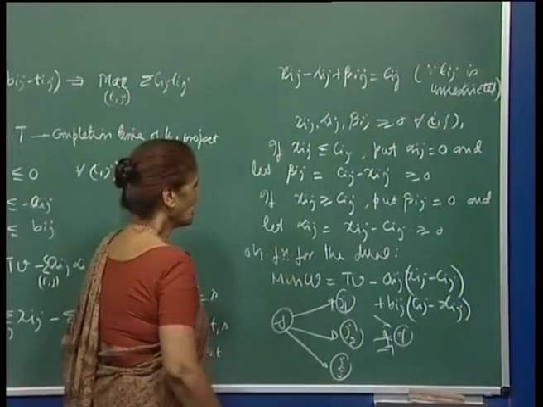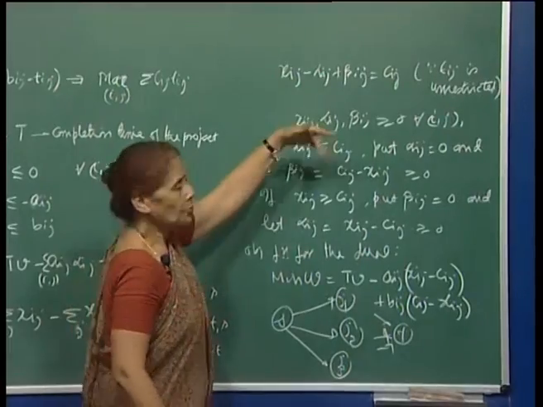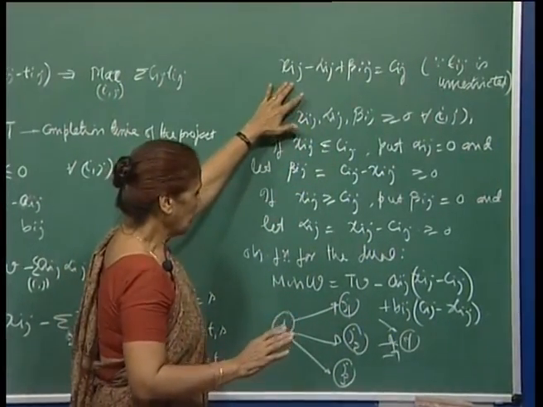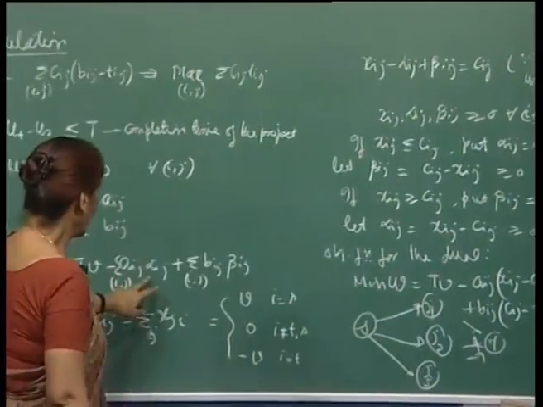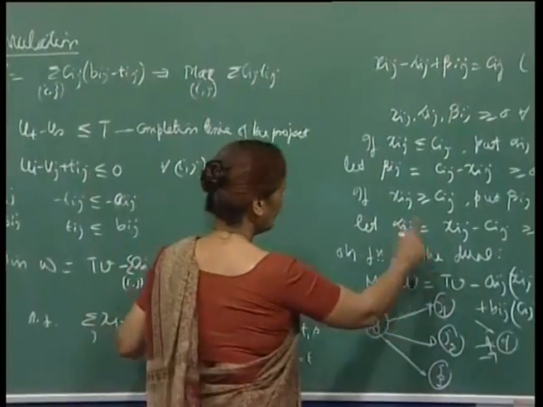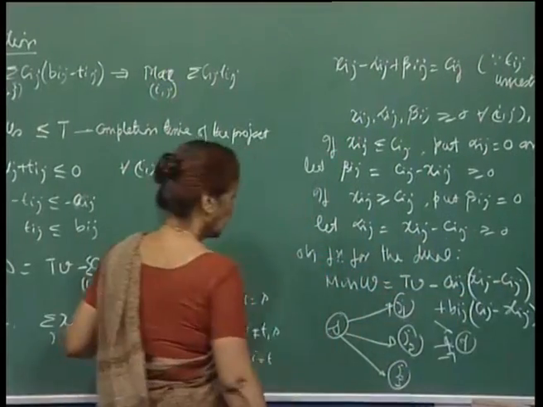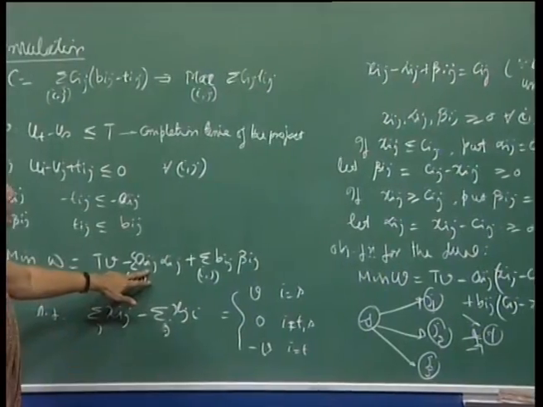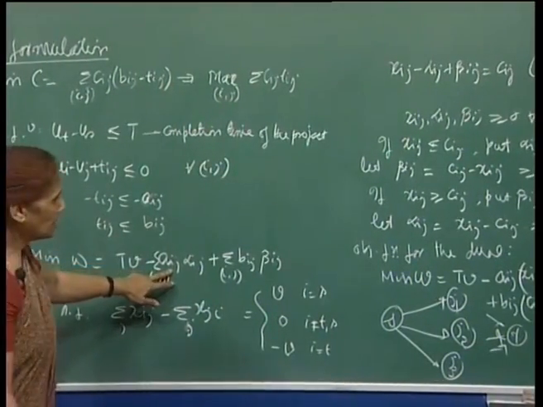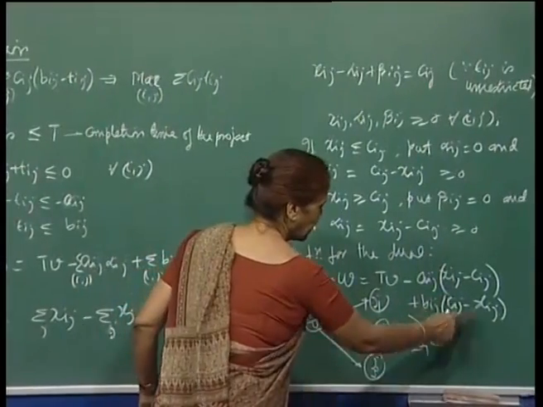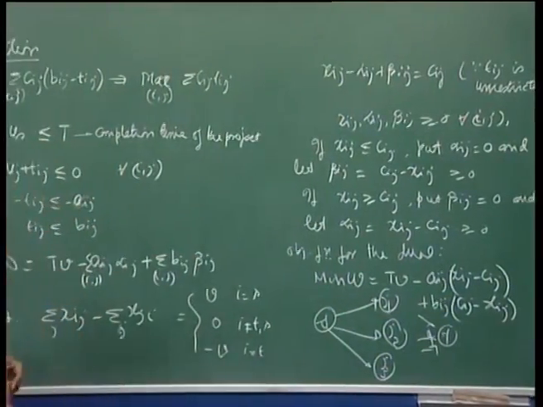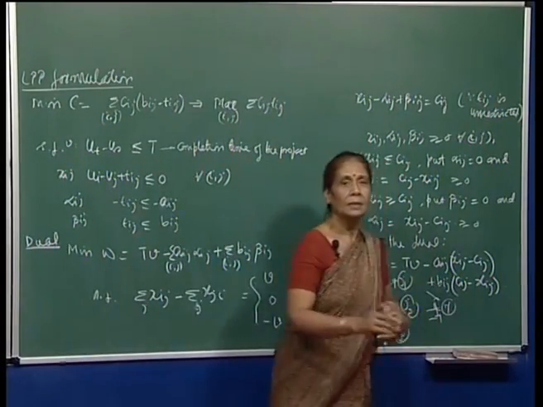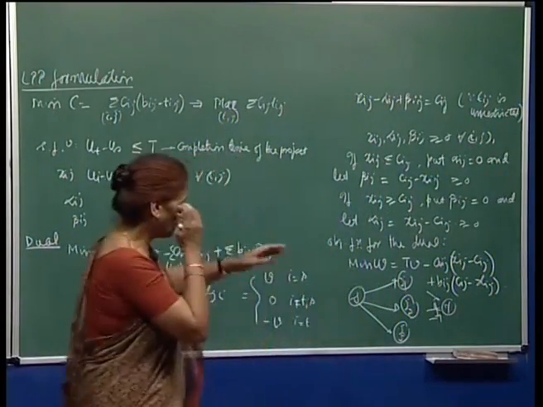And then the objective function for the dual, see, now I can remove my alpha i j and beta i j. I have taken care of this constraint already, and so then I will substitute for alpha i j. Alpha i j is x i j minus C i j, so this is minus a i j times x i j minus C i j, and then plus b i j times C i j minus x i j. You see here the objective function therefore is not a linear function completely, it is piecewise linear as we call it.